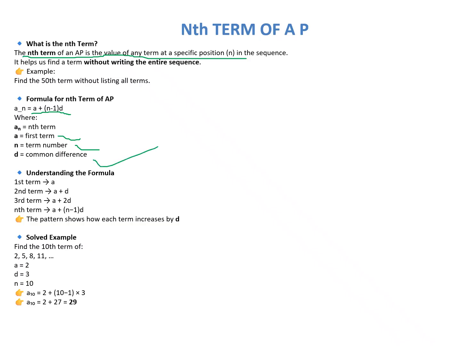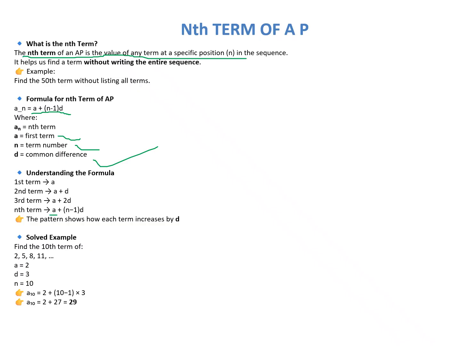So an is the nth term, A is the first term, n is the number of terms, and D is the common difference. Understanding the formula: the first term is A, the second term is A plus D, the third term is A plus 2D, and the nth term is A plus (n minus 1) D. This is very important because we have already included A, and hence we have to subtract 1 to get the nth term and multiply it by D.